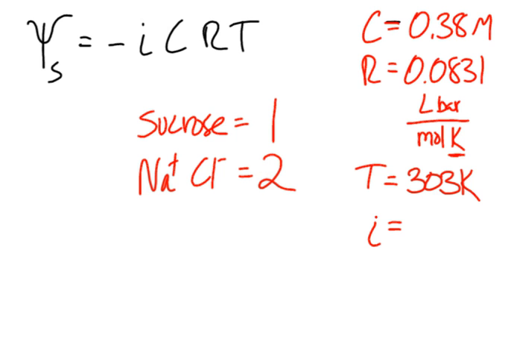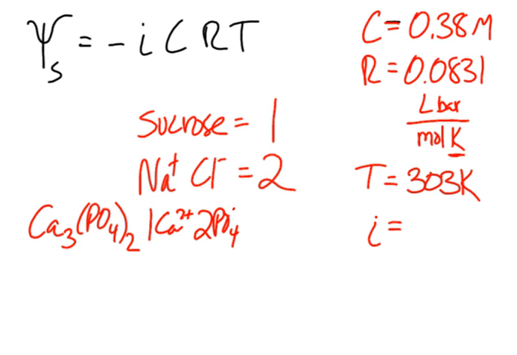constant of 2. If, for whatever reason, you wanted to do calcium phosphate, then you would have 1 calcium 2 plus ion, and you'd have 2 phosphate 3 minus ions, so you'd have an ionization constant of 3. Guaranteed, this is probably never going to be done, but I just wanted to show you that if you did, that would be the ionization constant.